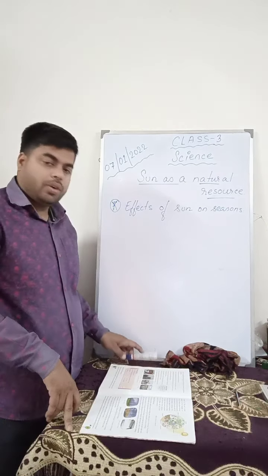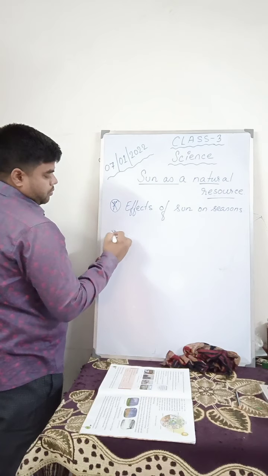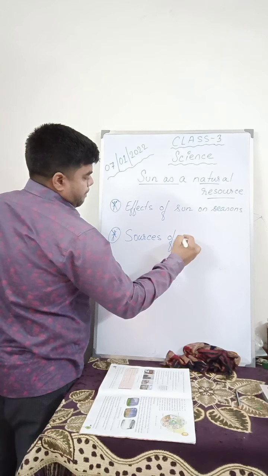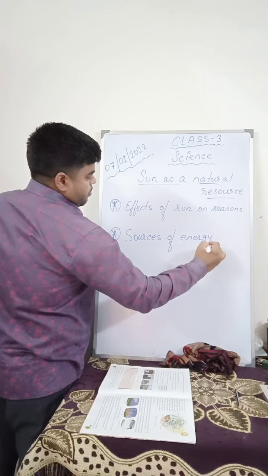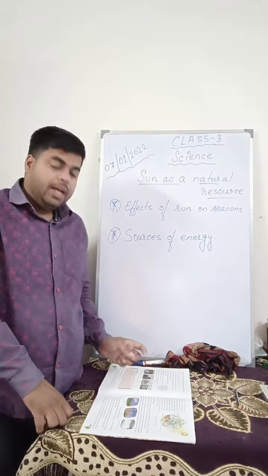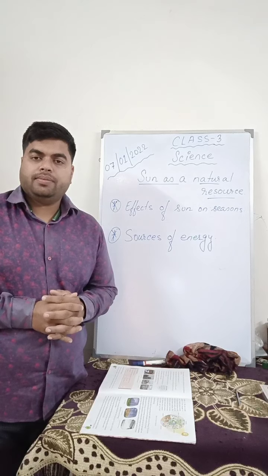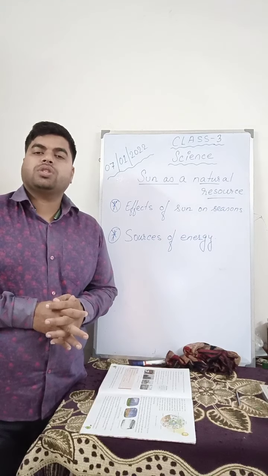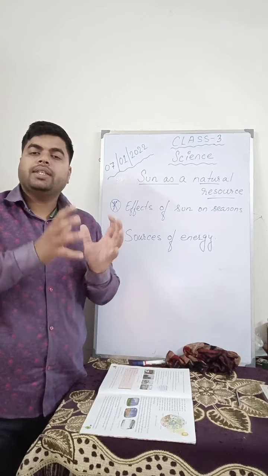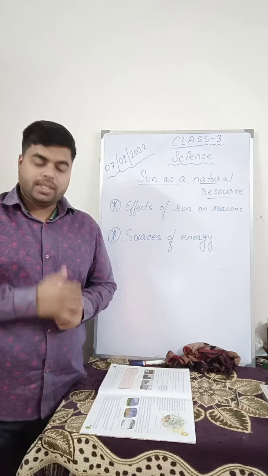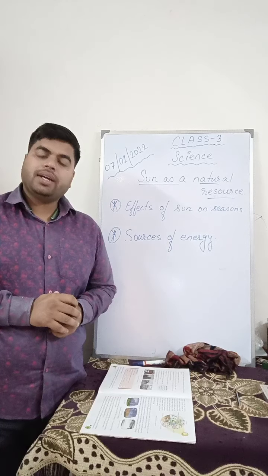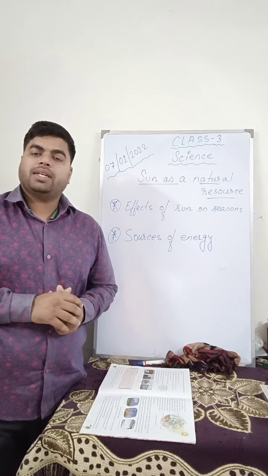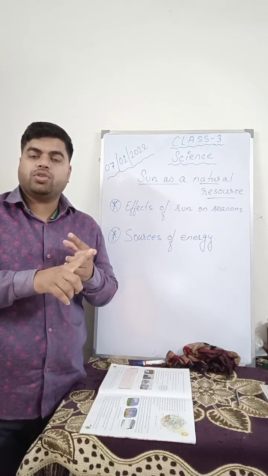Next is sources of energy. That means from where do we get energy? The resources from which we get energy are called sources of energy. So the place, the object, the things from where we get energy are known as sources of energy. They can be broadly classified into renewable and non-renewable sources of energy.